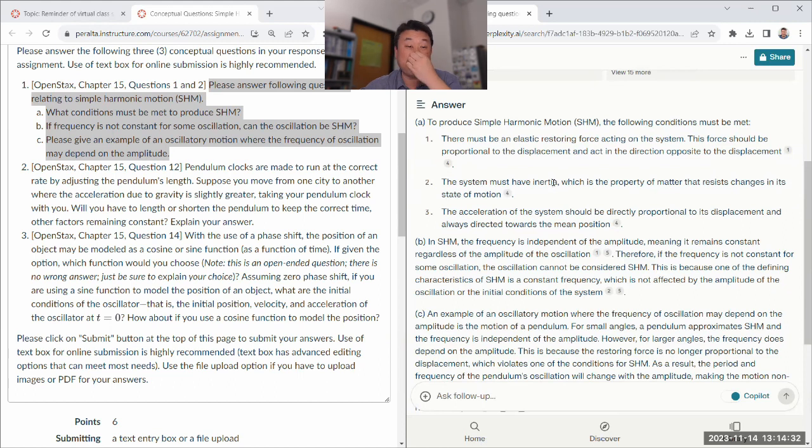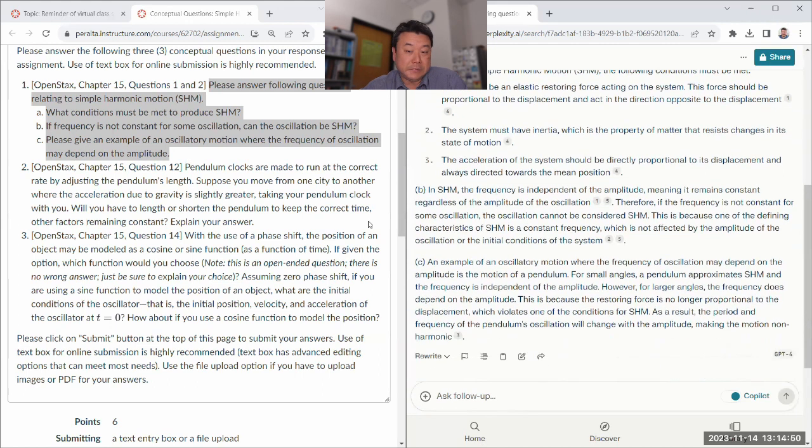I guess it shouldn't have infinite acceleration, otherwise it's going to go square wave type of motion. Acceleration directly, sure. This follows from one and two. I don't know if it's necessary to list it independently of one and two here. It's fine. If a frequency is not constant for some oscillation, it should say no. Independent amplitude, therefore not constant, there must be some harmonic component.